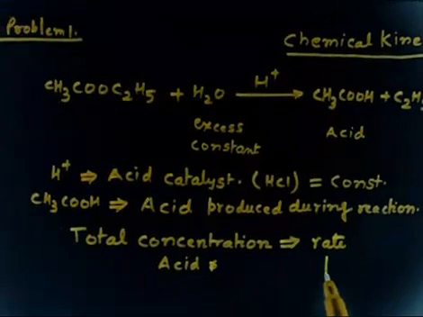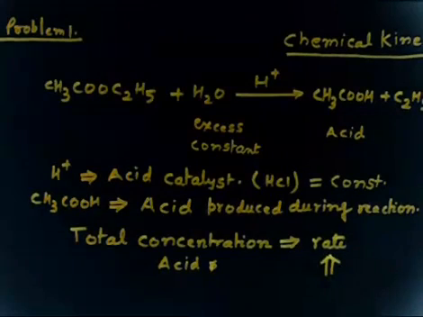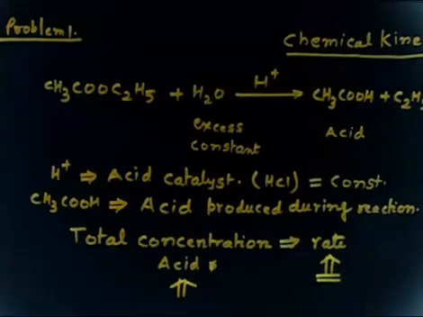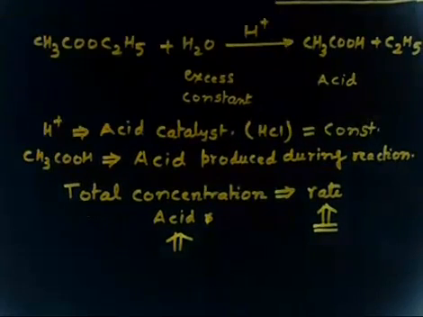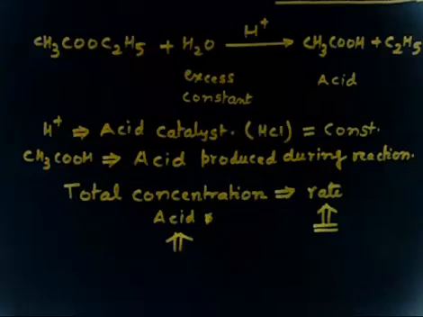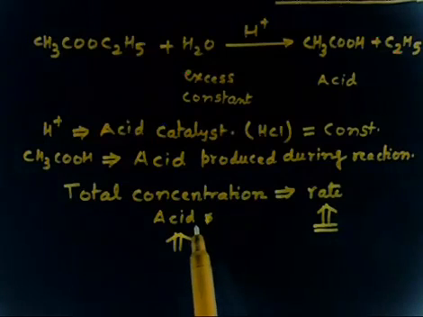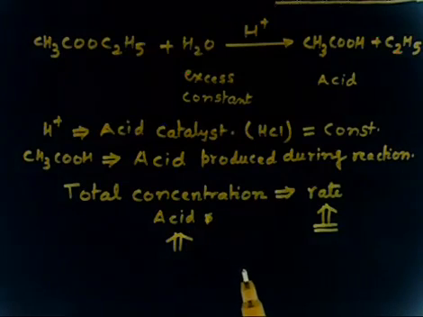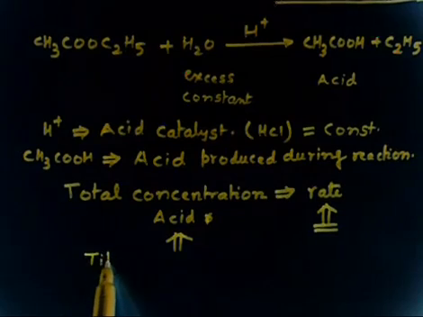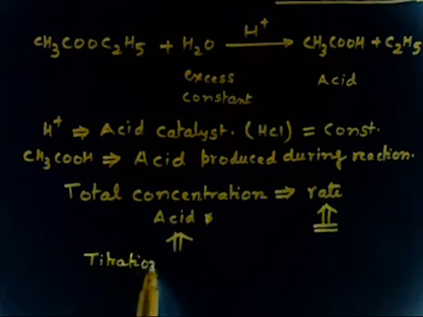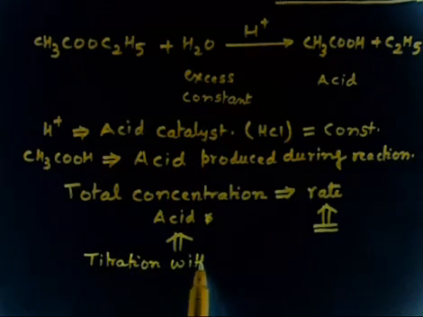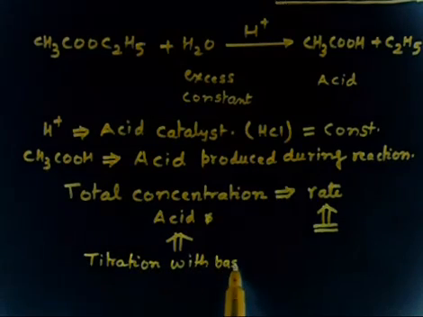But now how can I find the rate? How can I find the total concentration of acid? So I know the rate if I know the total concentration. But how will we find the total concentration of acid? Anybody, any idea? What I can do is I can take the acid and I can titrate with base. So titrate with base. Titration with base.